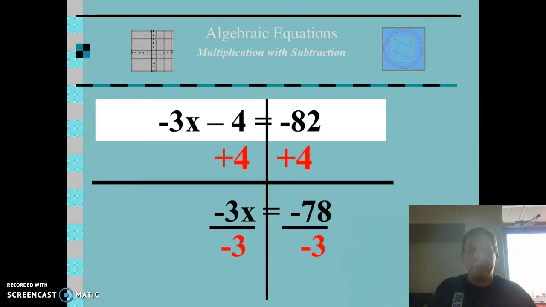Unbalanced equation, let's balance it out by doing the same thing to the other side. Our 3s cancel, x is left on the left side. We have x equals 26.